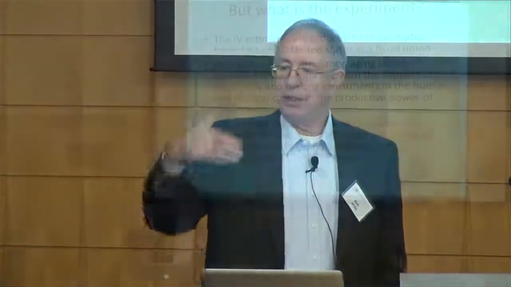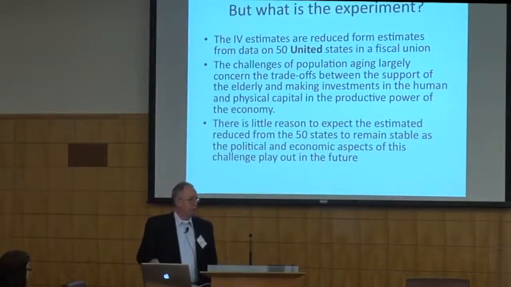So it seems to me that there's little reason to expect that the estimated reduced form estimates from the 50 states would remain stable as the political and economic aspects of this challenge play out. So I think it's important to recognize that, on the one hand, the estimates produced here are very useful and a very good start on a practical program to understand these things, but really understanding population aging involves much more.